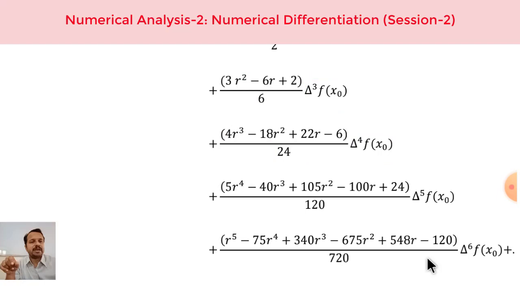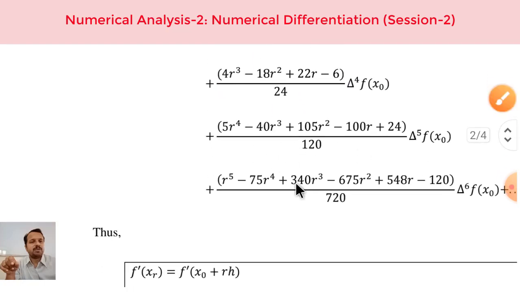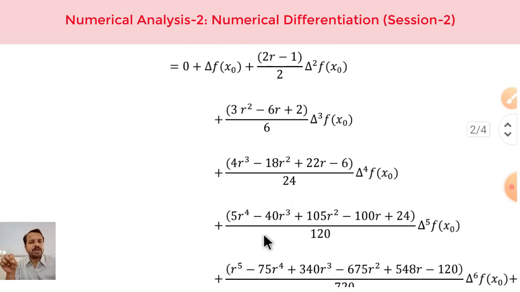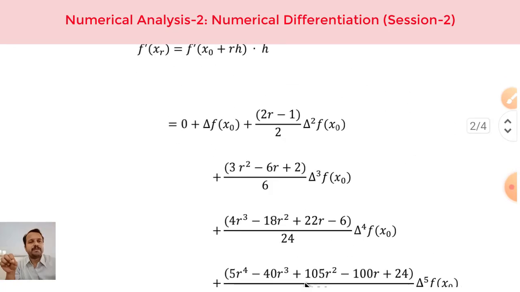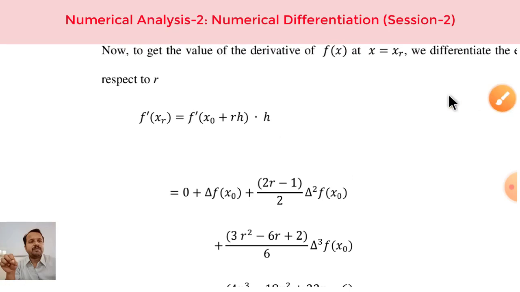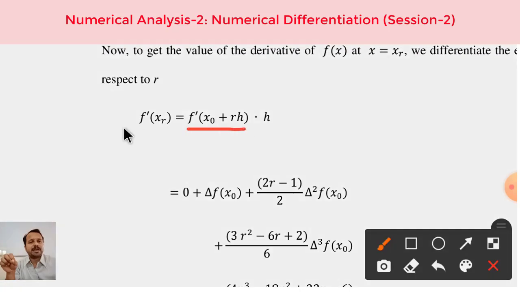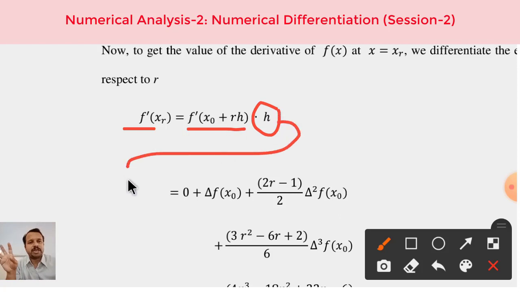And similarly, the next terms are going to give us these two terms. So this is very important. After differentiating with respect to r, we are going to get these particular terms. Now we have to simplify. How to simplify? We want only f dash at xr, that is f dash at x naught plus rh. We don't want this r on the left hand side. So let us take it to this side.